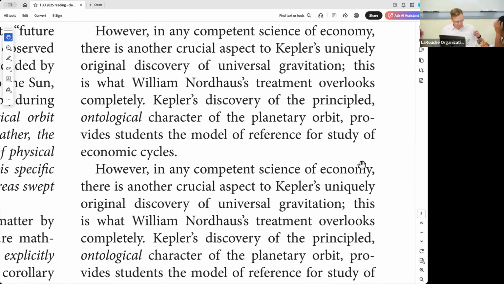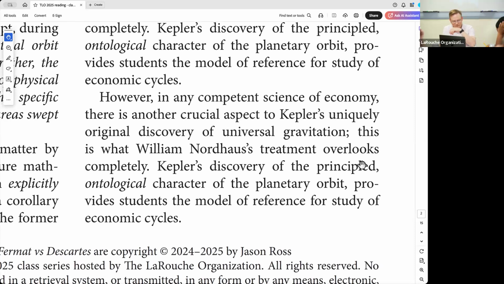Kepler's discovery of the principled ontological character of the planetary orbit provides students the model of reference for study of economic cycles. Good.